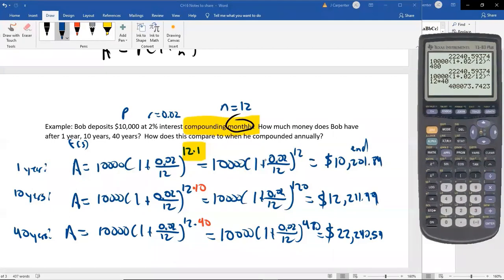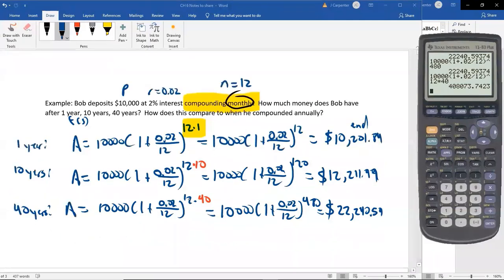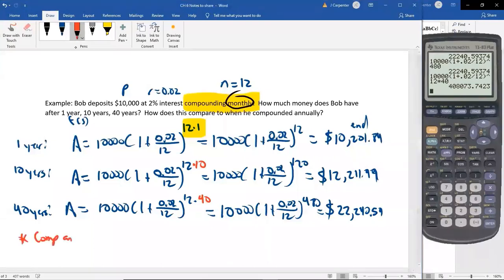All right, so the second part of this question was, how does this compare to when it compounded annually? So when we compounded annually, just to refresh us, this was the example we did. I believe we did it either 1 or 2 classes ago. The 1-year number was 10,200.